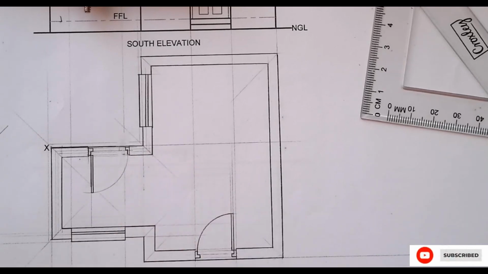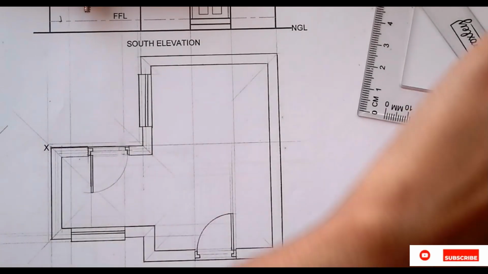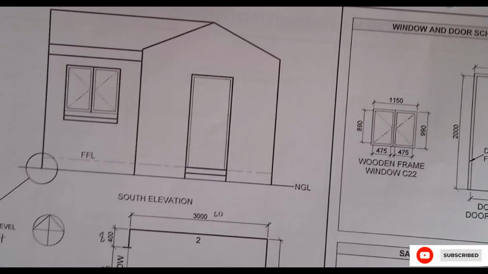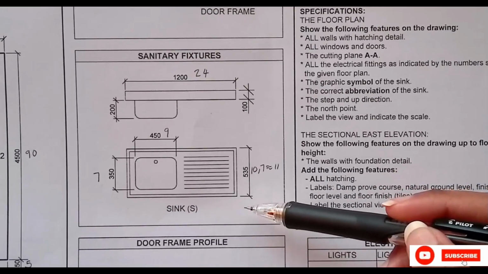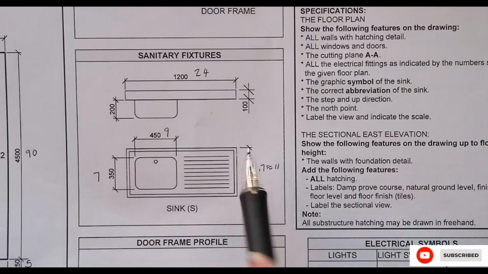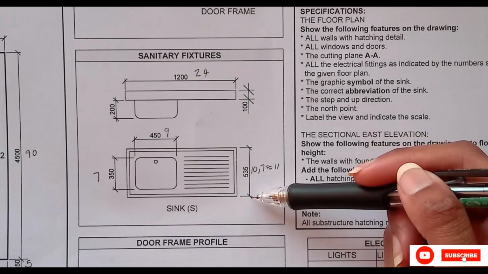So now that I'm done with the windows and the doors, I can now add my fixtures. And as you can see in the given, we have a sink. Here, there's a sink, and the dimensions of the sink are given here. It is 24 millimeters long, and it has a thickness of 10.7, which I will just make 11.